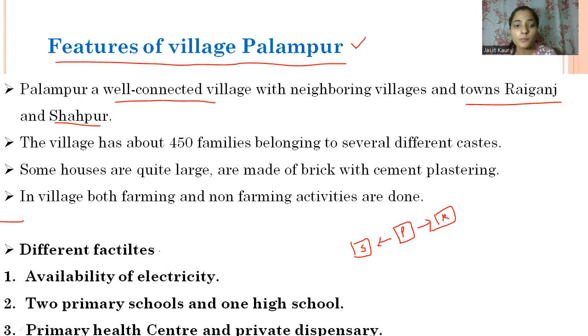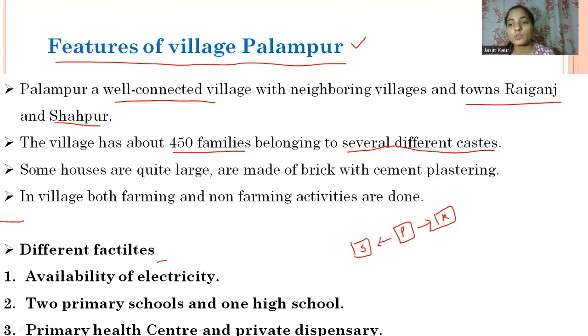And apart from this, in village Palampur we have 450 families living. Those families belong to different castes. As we know, in India, in many places the caste system still prevails. So these 450 families belong to different castes. So there is diversity in village Palampur, we can say that.